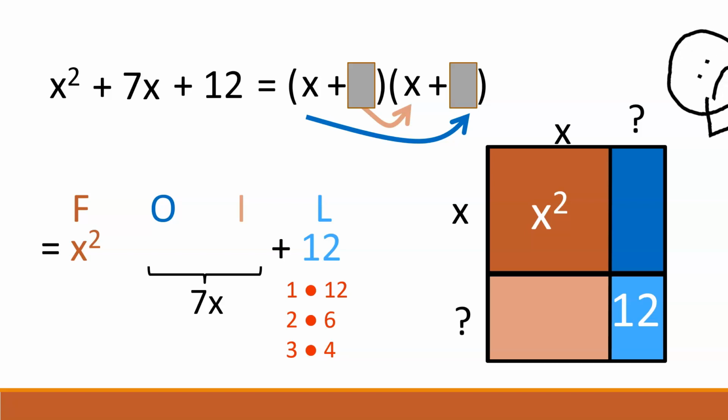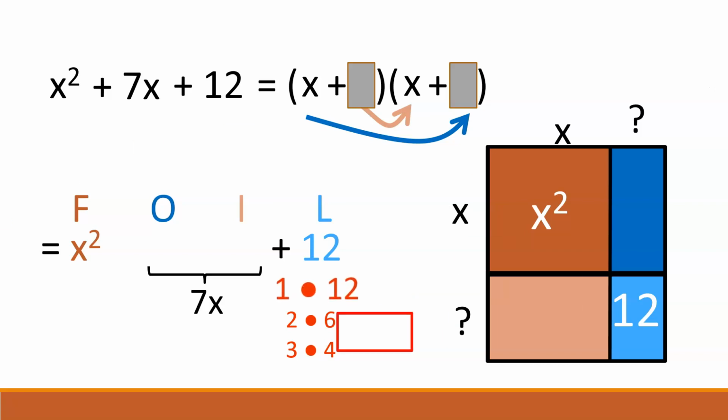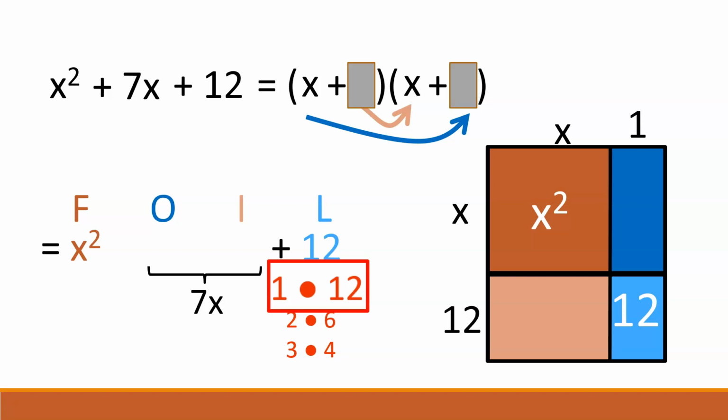It's just a puzzle. You'll see. So let's take those numbers, 1 and 12, and let's put them in the picture and see what we've got. 1 times 12 is certainly 12.